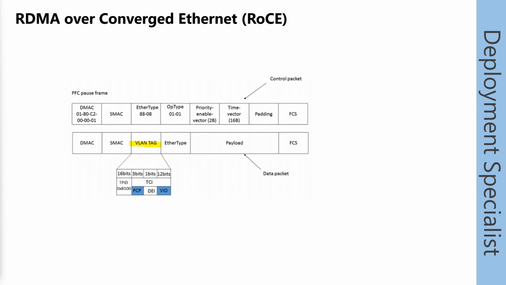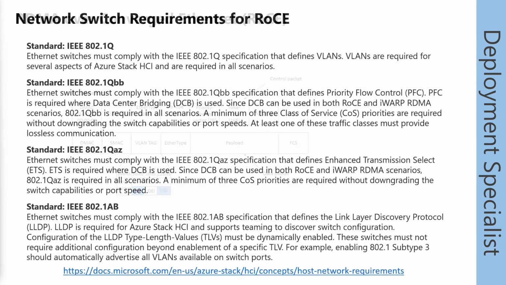And this means if we are working with switches, not in a switchless scenario, the switches for RoCE need specific technical features to be compatible with this. The first requirement is 802.1Q. It's the VLAN specification. I mentioned for RoCE, we need the VLAN tags to provide the traffic classification.